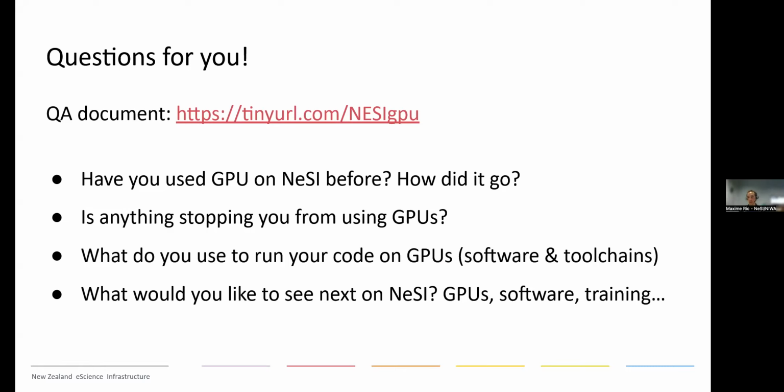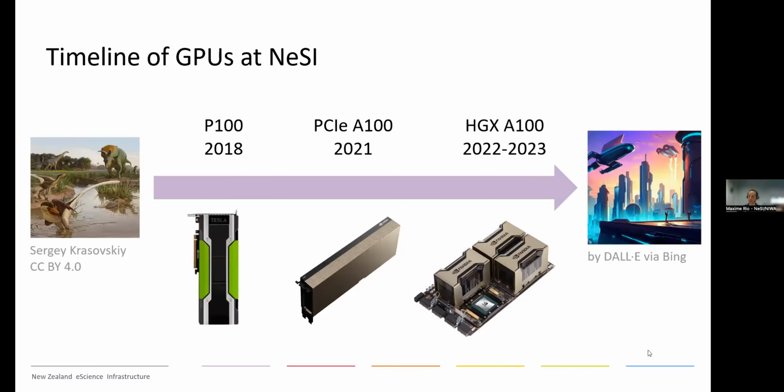But in addition, we'll ask you to think about these questions, which is, have you used the GPUs on NeSI before? And how did it go? Did it go well? Or not so well? If you did not use them, what stopped you from using the GPUs? And in general, outside of the NeSI context, what do you use to run your code on GPUs? And we're curious about sort of software and toolchains you're using, and also what you would like to see next in the GPU space on NeSI in terms of hardware, software, training. So think about this, and if you have some ideas during the webinar, don't hesitate to put your ideas in the QA document.